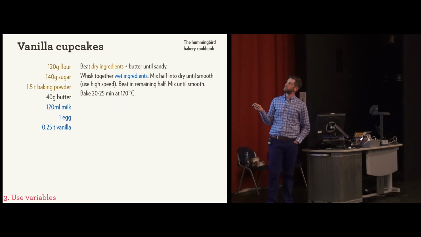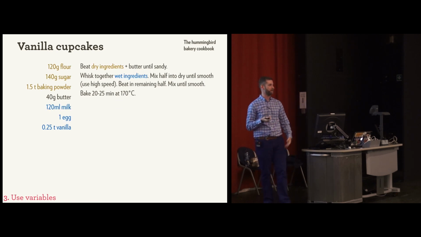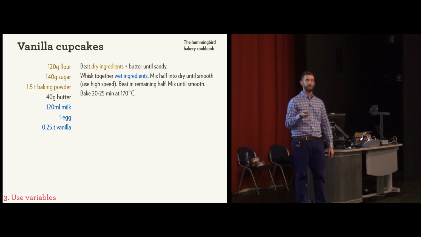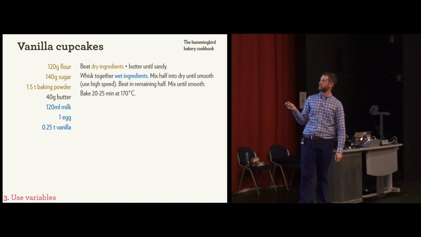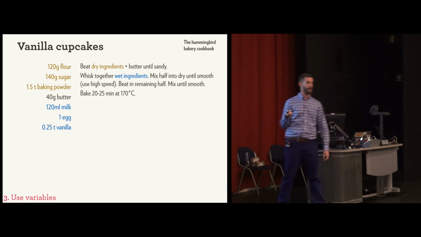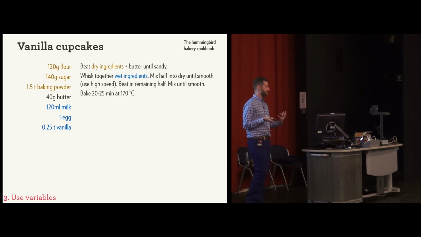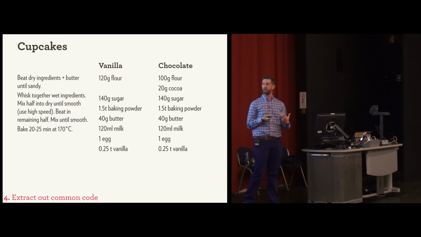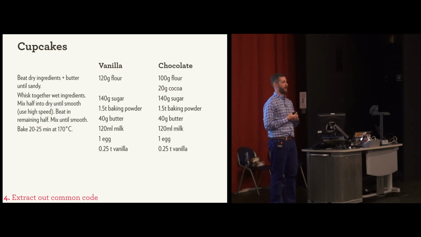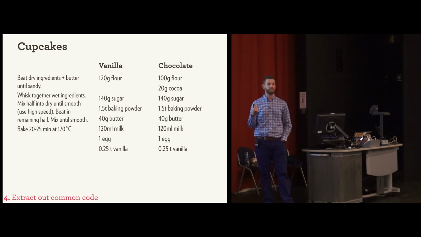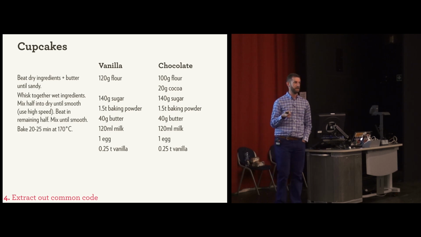So there's one other thing we can do here that's going to make it easier to generalize. I'm going to use some variables. I'm going to say just beat the dry ingredients together and then mix the wet ingredients. And now that I've done that, I can put multiple recipes on a single page. And this is useful because we can now see precisely what is the difference between a vanilla cupcake and a chocolate cupcake. And it's not that you add cocoa, right?